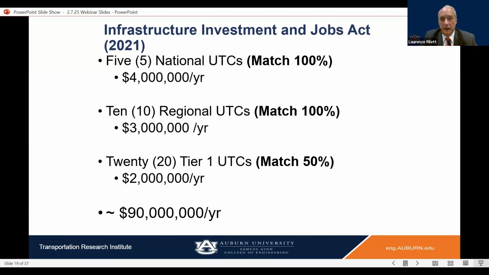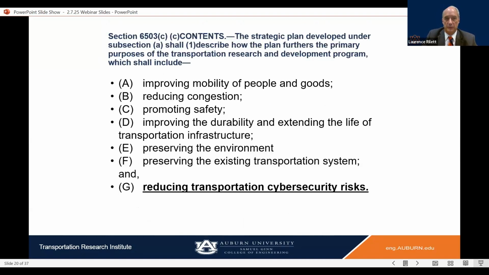In the IIJA Act of 2021, they created 5 national UTCs at about $4 million a year, 10 regional UTCs at approximately $3 million per year, 20 tier 1 UTCs at about $2 million per year, and the total comes out to about $90 million program per year for the USDOT University Transportation Center program.